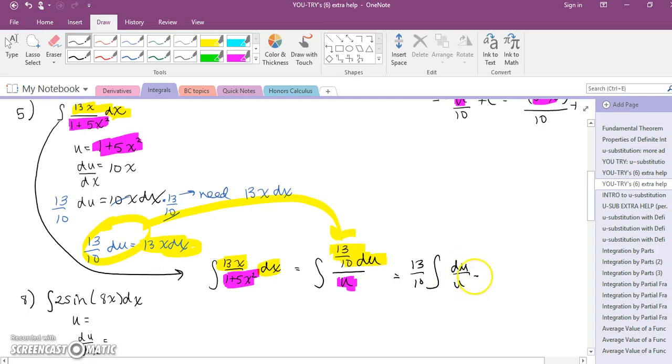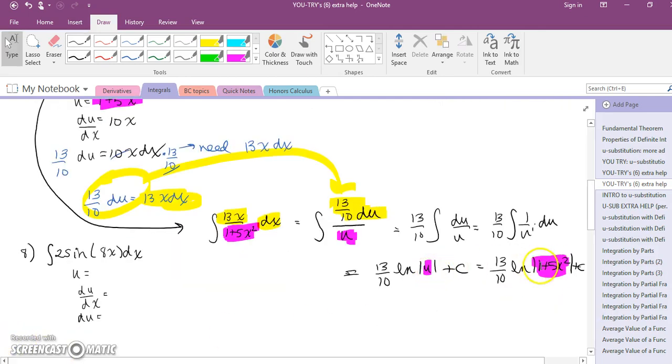du over u. Now, some people freeze up here, and they're like, well, I don't know how to do the antiderivative of that. But you do! All you have to do is rewrite it so that it looks like what you're familiar with. du over u is the same as 1 over u times du, and you definitely know how to do the antiderivative of 1 over something to the first power. So that's 13 over 10 natural log of u plus c. We'll talk about the absolute value bar soon. So 13 over 10 natural log of (1 plus 5x squared) plus c.